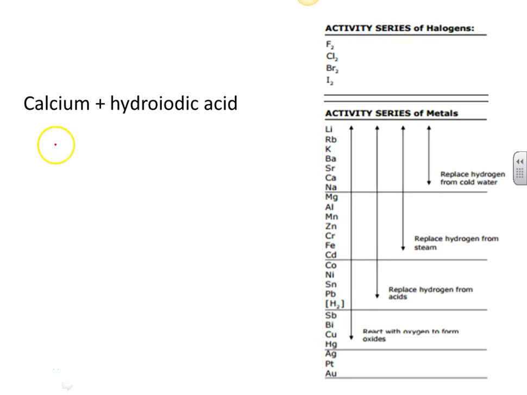Calcium with hydroiodic. Calcium, solid piece of calcium plus hydroiodic acid, a binary acid. All of our acids are aqueous. And we're looking for calcium. Calcium's way up high here. It can replace hydrogen from cold water. It can definitely replace hydrogen from acids. So this is going to be calcium iodide, CaI2, plus hydrogen gas. This would be aqueous.